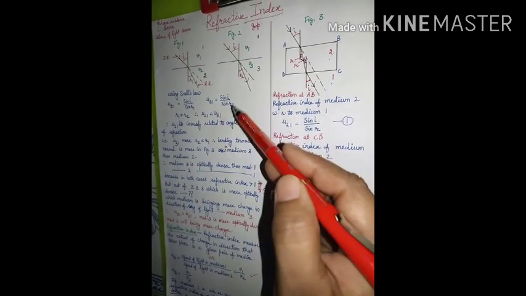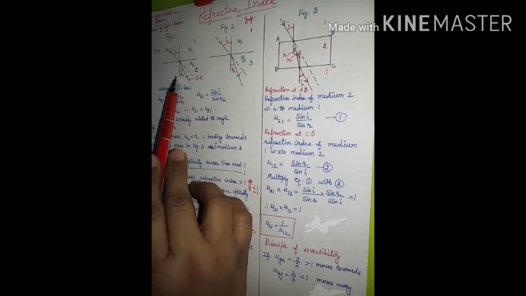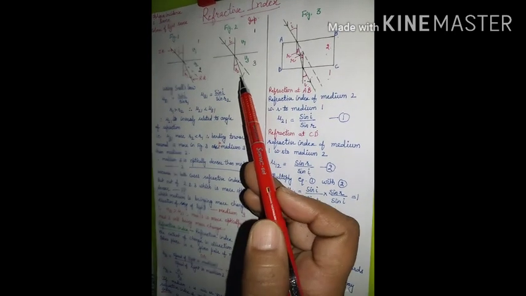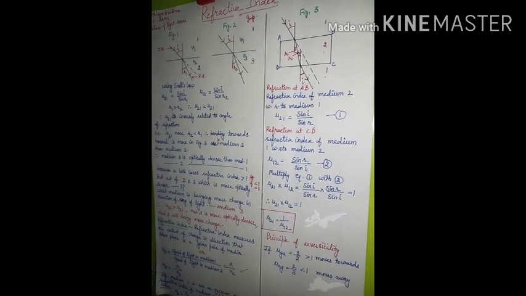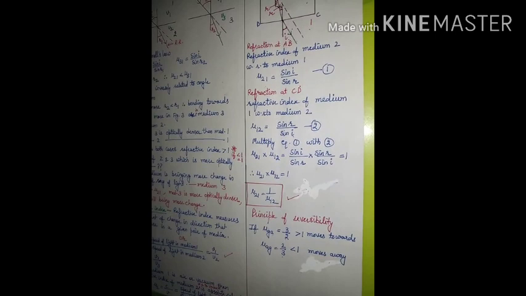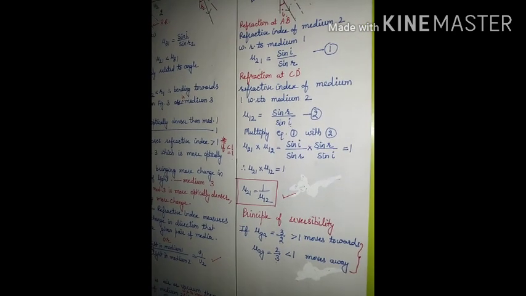From here you can have 1 mark questions. And this figure can also be given in numericals or questions. Then which medium is denser, which medium is going to have more value of refractive index, and this also you can use to solve numericals. This is also going to be a question. So watch the video carefully. Thank you.